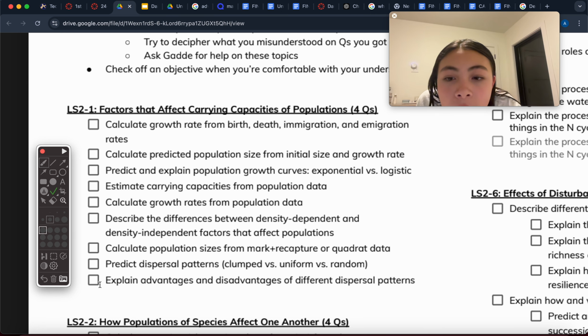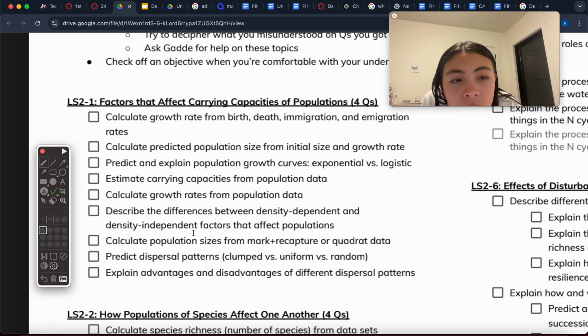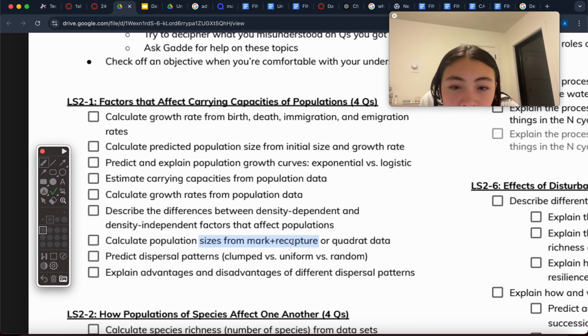Access to resources. However, density independent factors are going to be things like weather and natural disasters, forest fires, things that are just out of the population's control, things that they literally just can't control. Okay, calculate population sizes from mark and recapture.